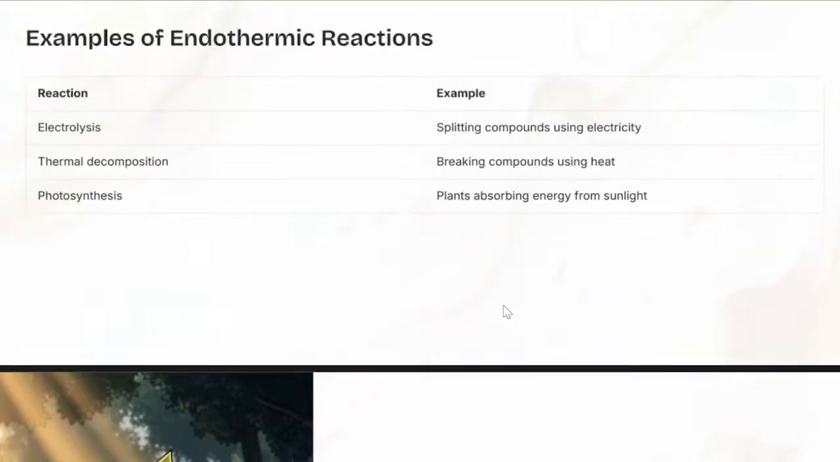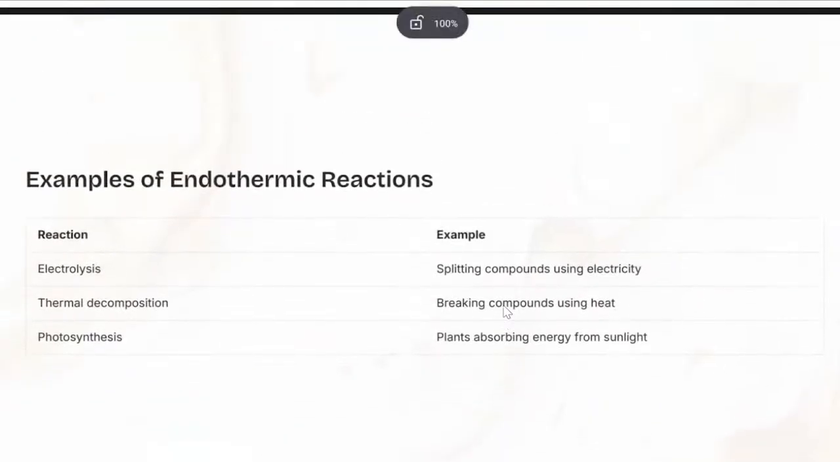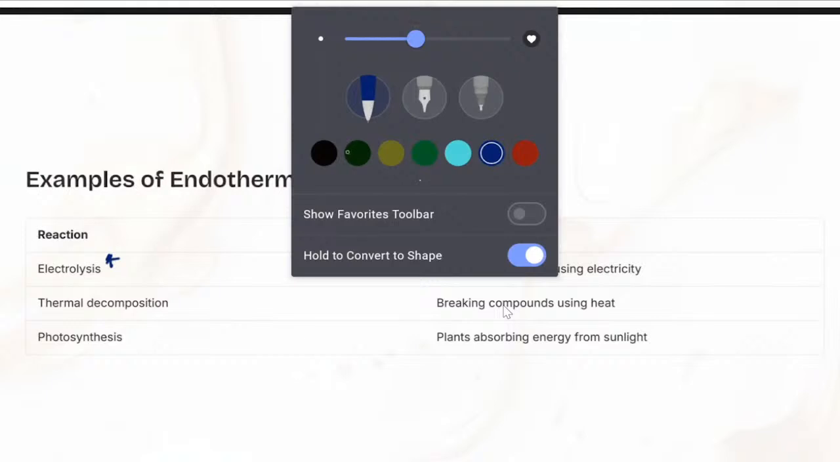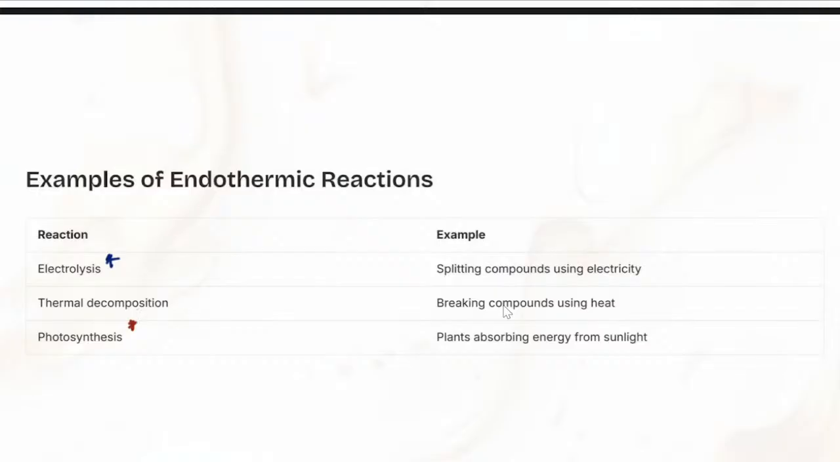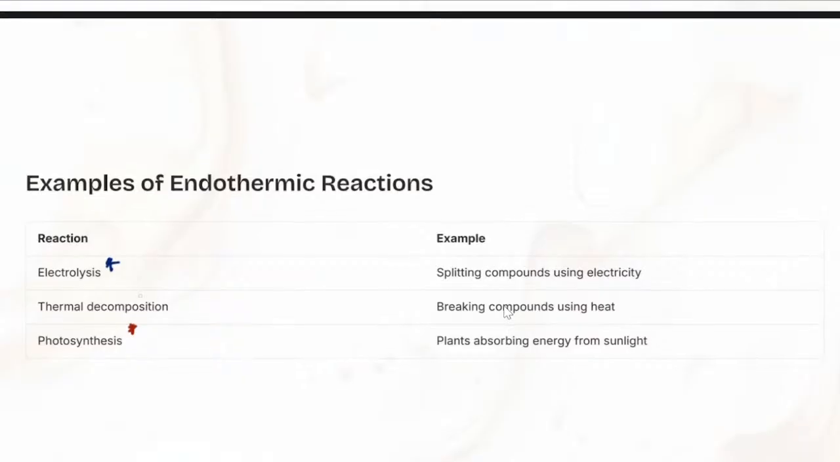Examples of endothermic reaction. This is important. A typical example of an endothermic reaction: any reaction that needs energy to happen. Electrolysis, photosynthesis. Photosynthesis needs energy to happen from the sun. The fact that it needs energy makes it endo. If it didn't need energy, it would be exo. Now, thermal decomposition means you are using heat to break down things. This is also an example.